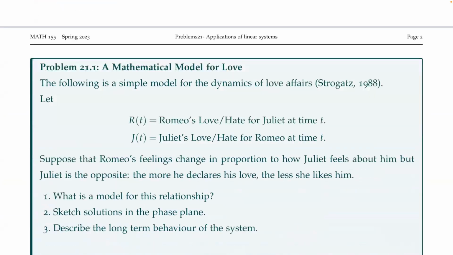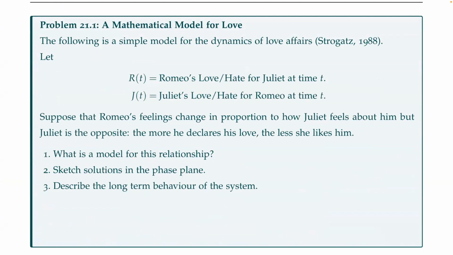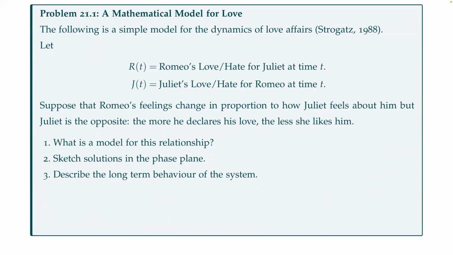Okay, so what is this mathematical model for love? So this is the Strogatz model from the 80s. Like I said, it's been around for quite a while. And here we're going to say that this capital R at time t represents Romeo's love or hate for Juliet. It's this kind of retelling of the story. And J of t is going to be likewise Juliet's love or hate. So when R or J is positive, we're going to have them in love with each other, or one in love with the other at least. And when they're negative, they hate each other.